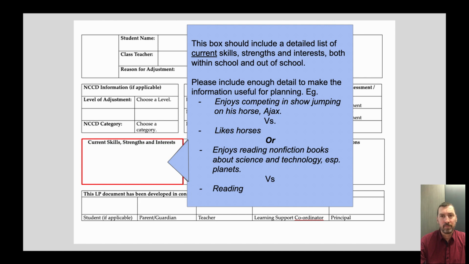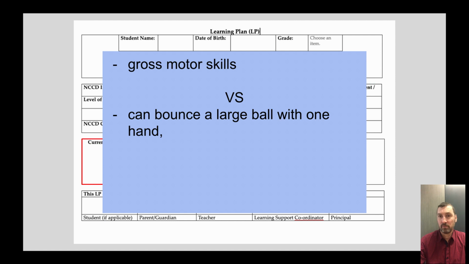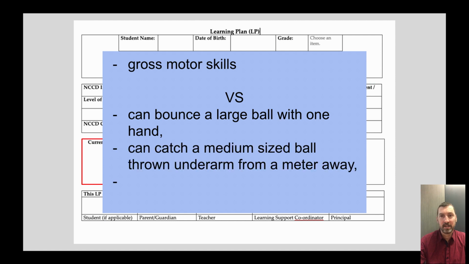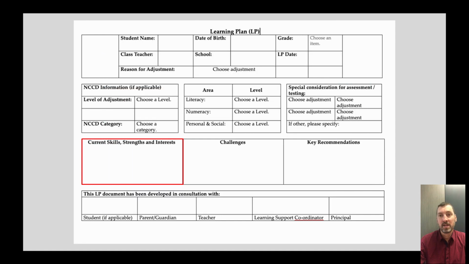Too many times I've seen learning plans that list some skills as a strength, but lack the detail to really be useful. For example, rather than just saying gross motor skills, identify specific gross motor skills such as can bounce a large ball with one hand, can catch a medium-sized ball thrown underarm from a meter away, can walk on a balance beam with assistance. Teachers will primarily list skills and interests that they observe at the school, but parents can also contribute to this box by identifying skills and interests they see at home.